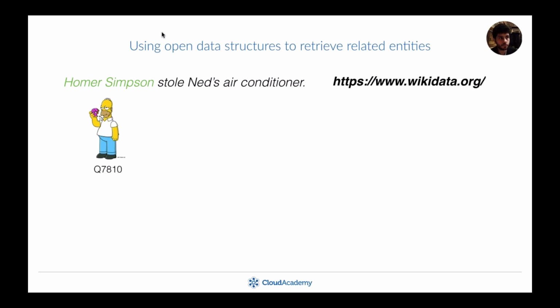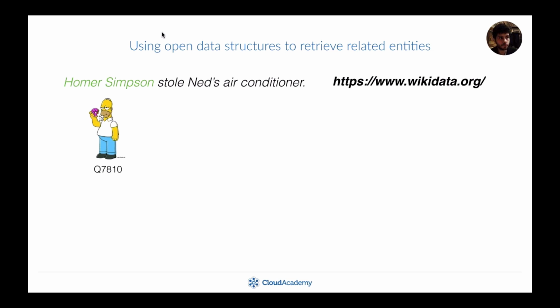We can, for example, exploit open data structures, like, for example, Wikidata, which is a knowledge graph, an open knowledge graph that can be interrogated using some API and that actually contains references to entities that exist also in Wikipedia. And you can translate from a Wikipedia link to a Wikidata ID, as we have done here. We have Homer Simpson, who is known as Q7810 inside Wikidata.